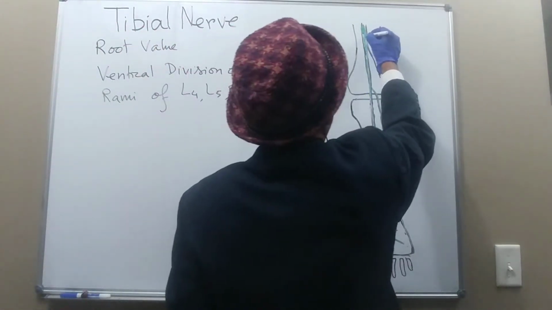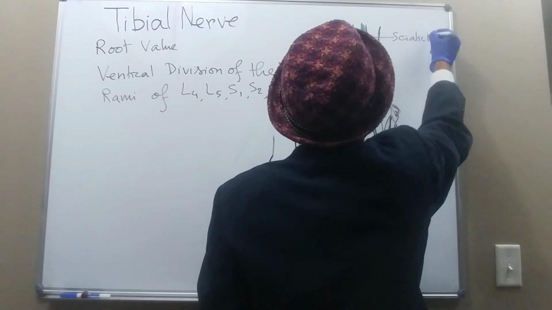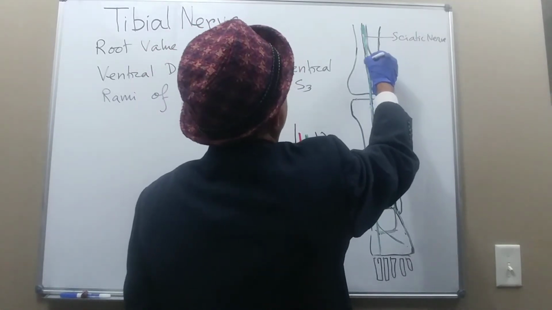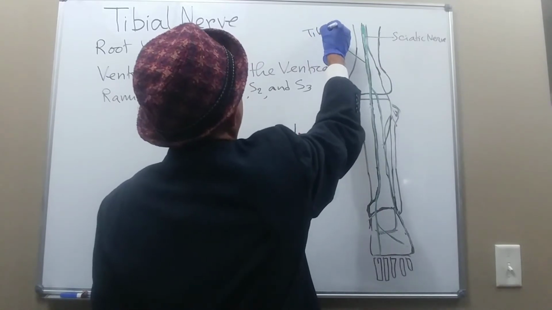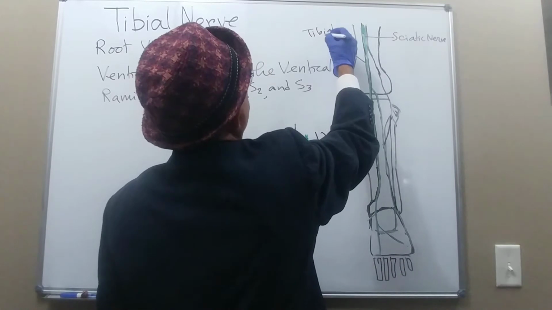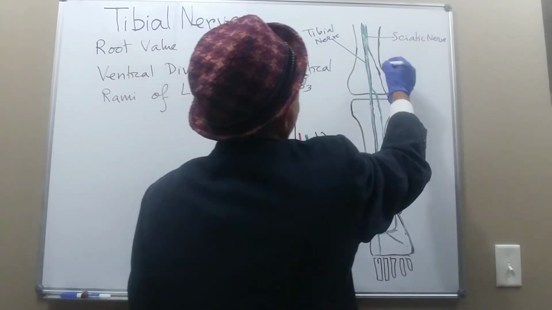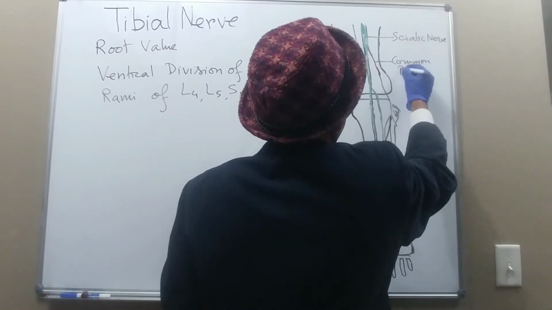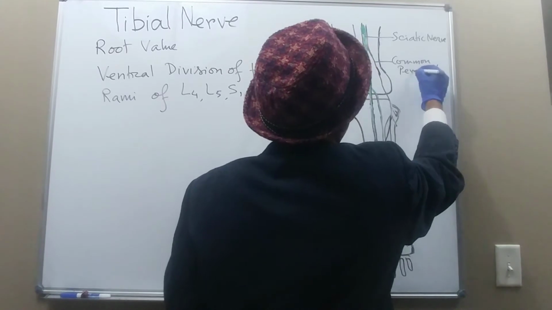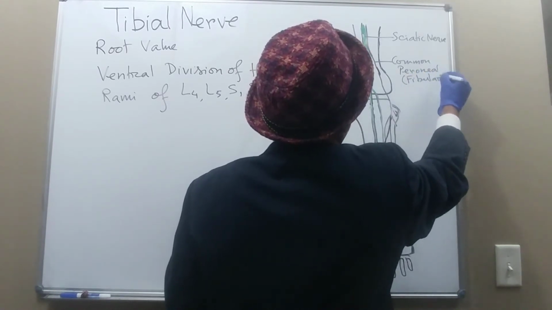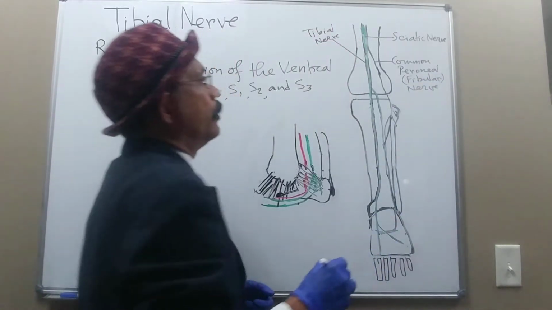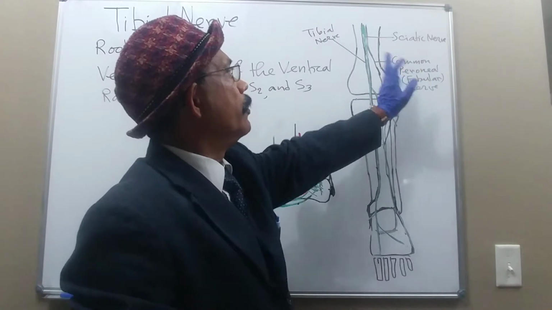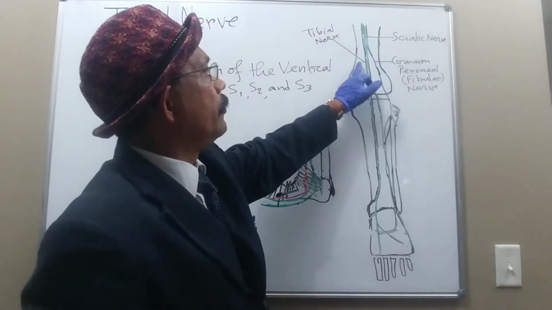So this is the sciatic nerve. It has two terminal branches. One is the tibial nerve, the larger division, and the other is the common fibular nerve, or common peroneal nerve. We have two components of the sciatic nerve, the tibial component and the common peroneal component. The sciatic nerve divides into two, and one is the larger one, the tibial nerve.